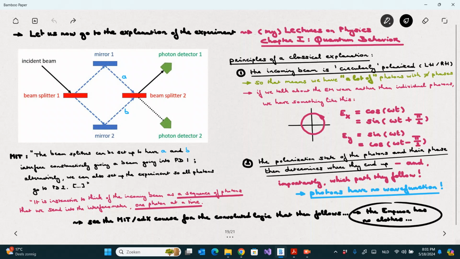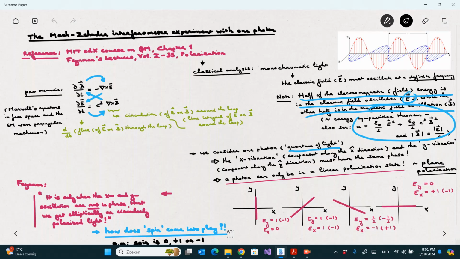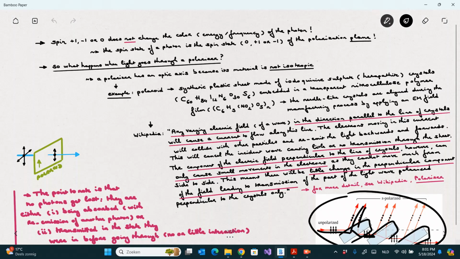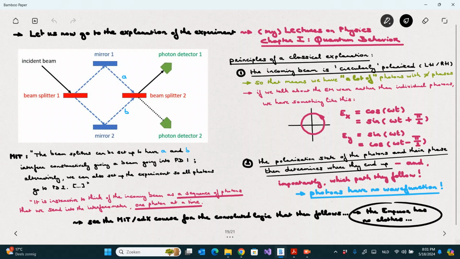But the principles of a classical explanation here would be that you have an incoming light beam which is circularly polarized. And again, I cannot repeat that enough. It is a circular or elliptical polarization of a light beam. That is when you have two oscillations that you superimpose on each other and that are not in phase. So if you're talking about one photon, it has only one phase, a definite phase. I will talk about uncertainty a little bit later, and what it actually is.